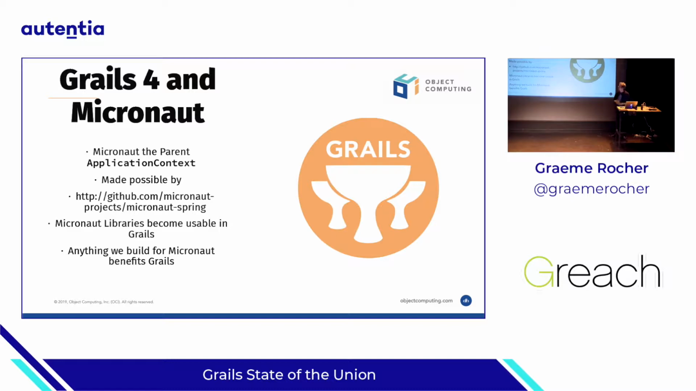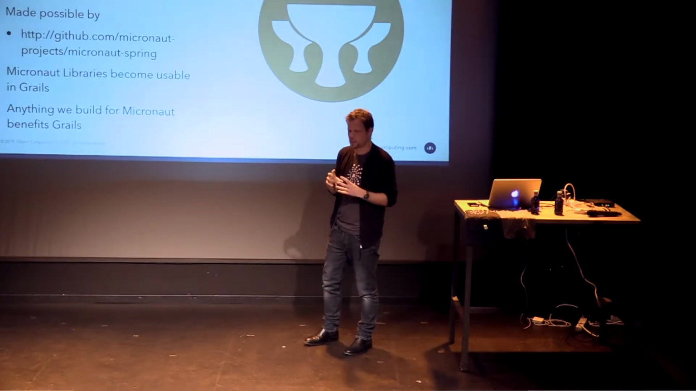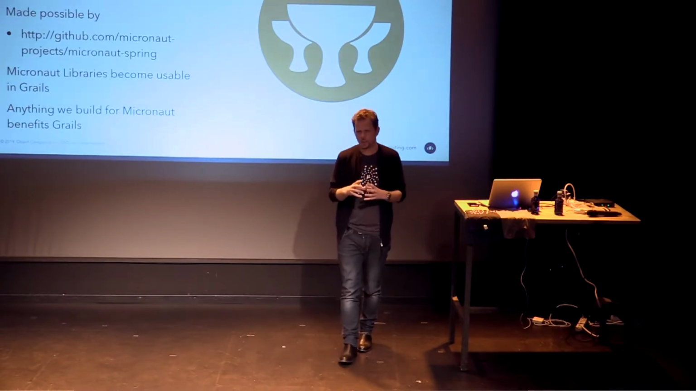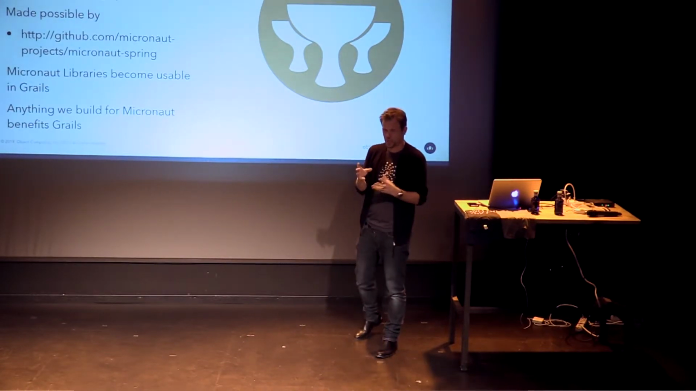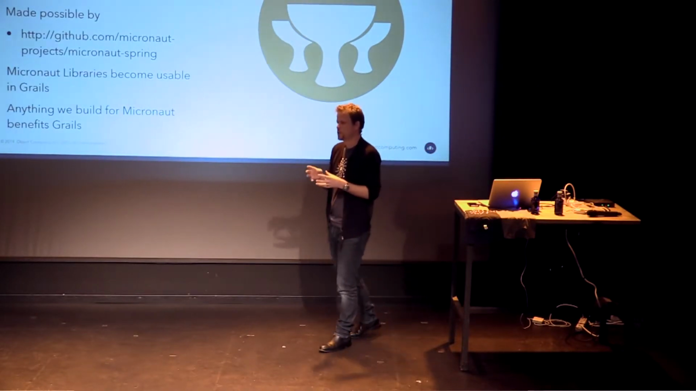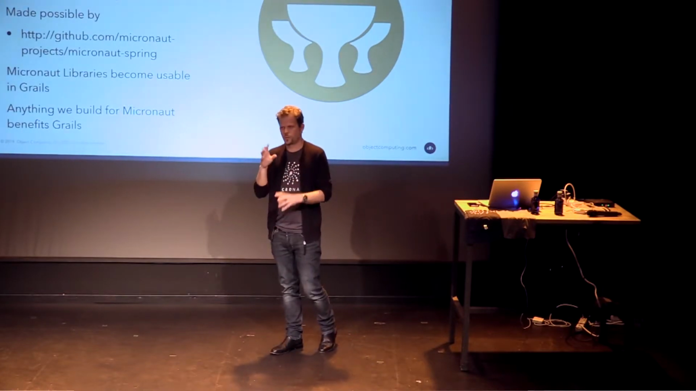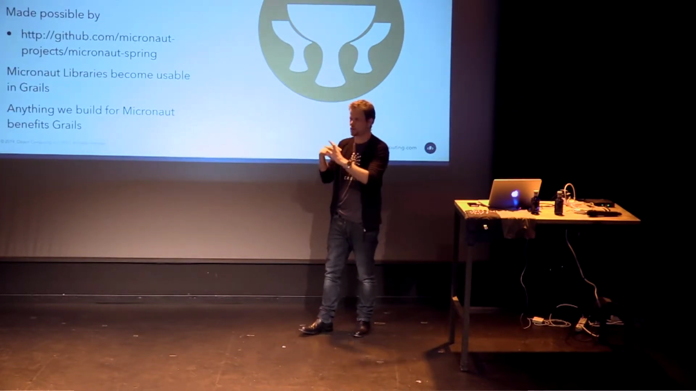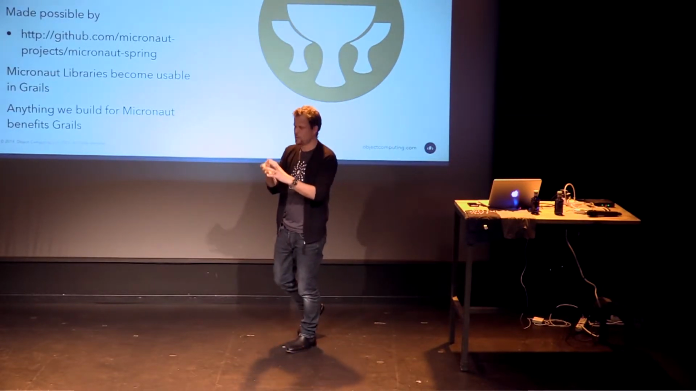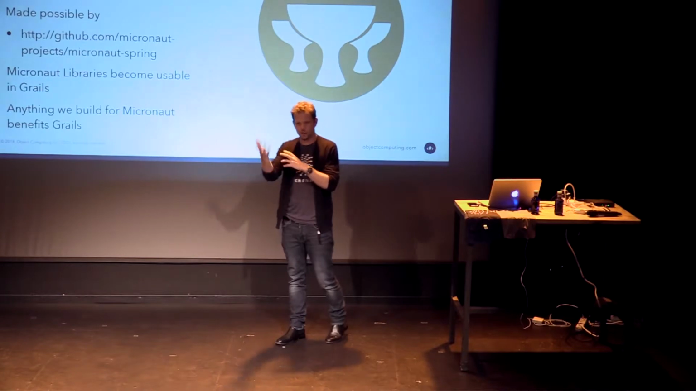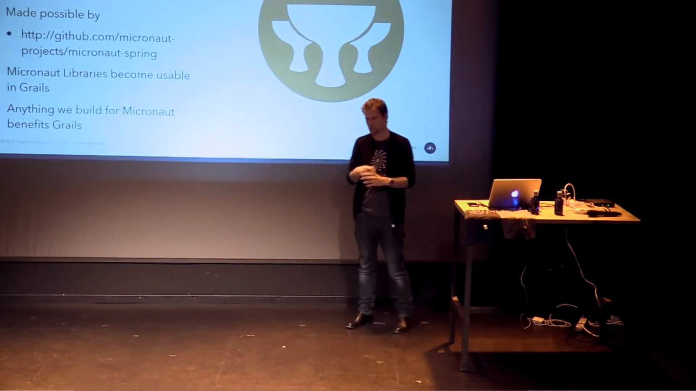So in terms of Grails 4 and Micronaut, Micronaut is very small and very fast to start up. So we've set up Micronaut as the parent application context of Grails. Grails is essentially Spring underneath; historically, it has been Spring underneath. Spring supports this notion of application context hierarchies, where you can have a parent context and a child context. When it looks up a bean, it'll first try the child, and if it's not found, it'll look in the parent and traverse up the hierarchy to search for beans.